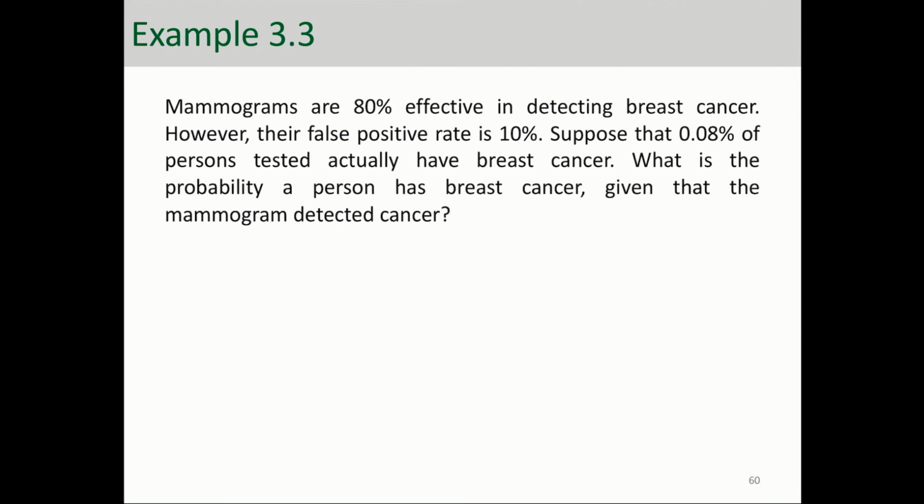Well, this is another example on Bayes' theorem. This one is more of a healthcare application. Mammograms are 80% effective in detecting breast cancer. However, their false positive rate is 10%. Suppose that 0.08% of persons tested actually have breast cancer. What is the probability a person has breast cancer given that the mammogram detected cancer?